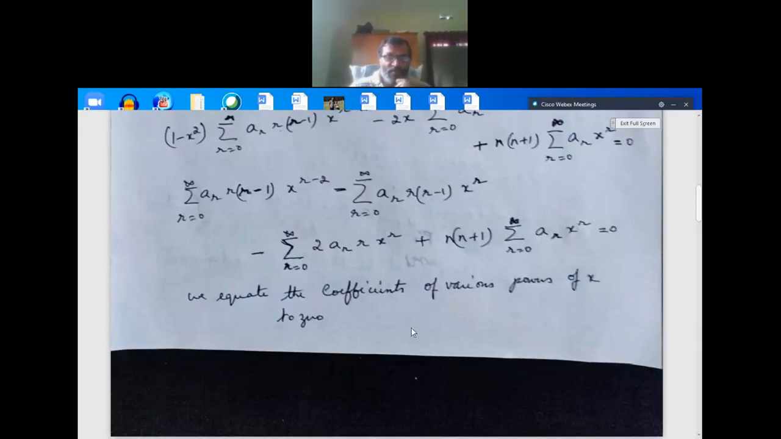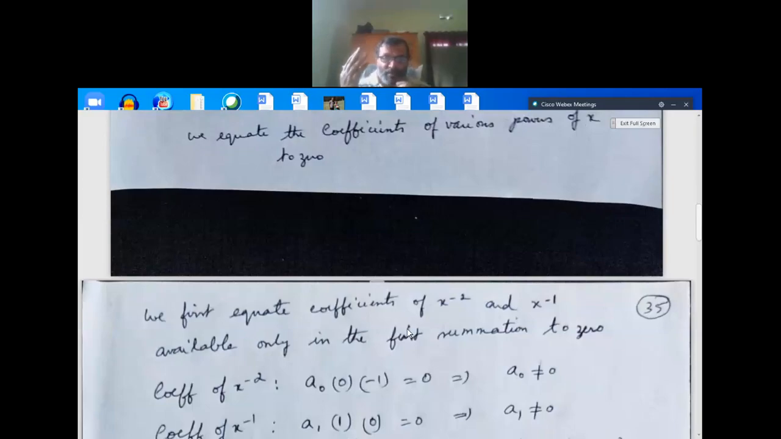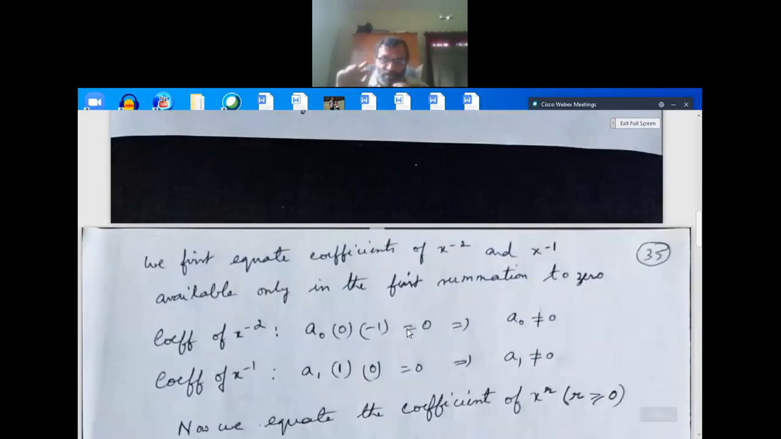I told you, even in Bessel's differential equation, when we found its series solution, there also we equated the coefficients of different powers of x. But it depends. If the coefficient of a power of x is 0 or not defined, we don't take it. So we start with the lowest powers of x, where the coefficients are properly defined.